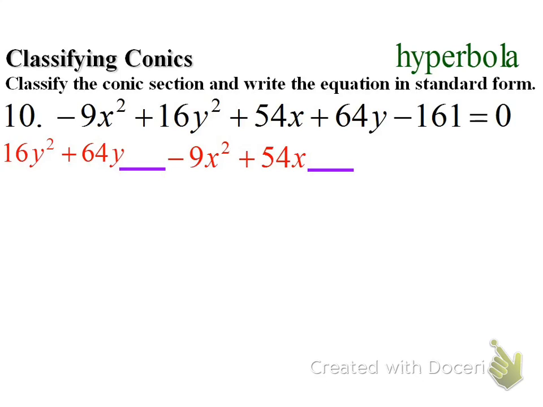So I collected my y's in the front because those were positive. I subtracted the x's next because they had a negative coefficient. The only thing I haven't done anything with is that -161, so I will get that to the right side. And then we will start completing the square. You may recall you cannot complete the square until your coefficient with the x or y squared term is a 1. So I'm going to factor a 16 out from my y's, and I'm going to factor that -9 out from my x's.